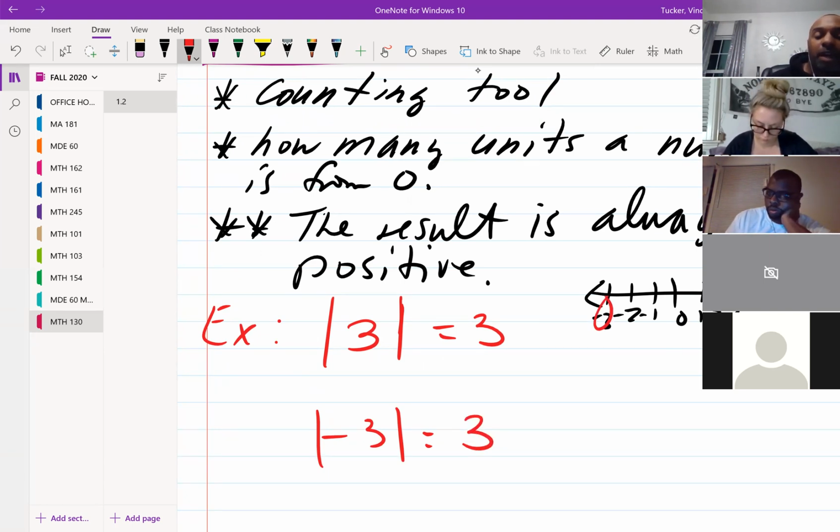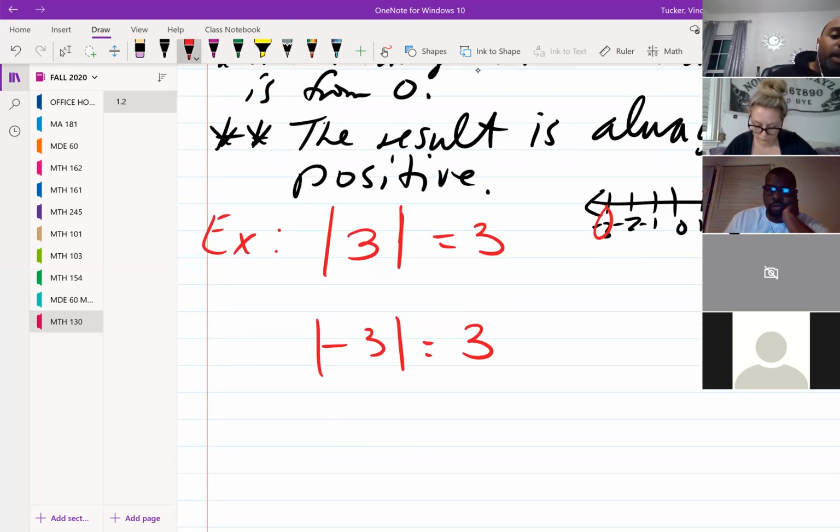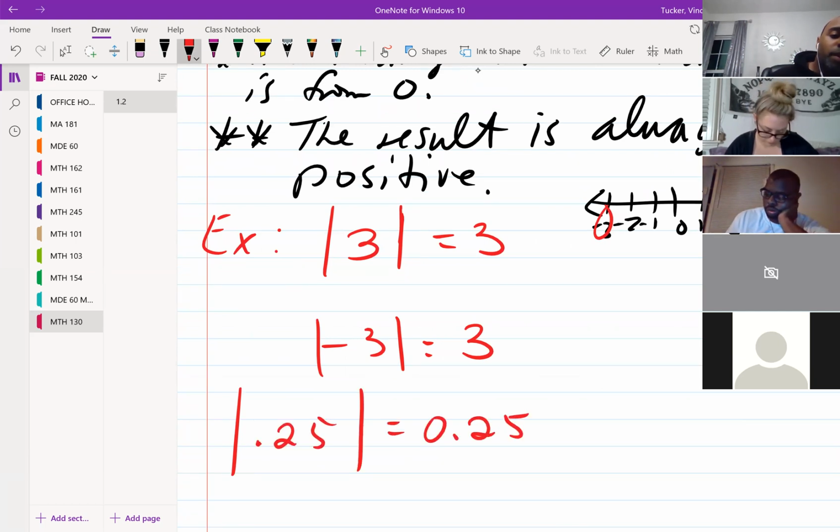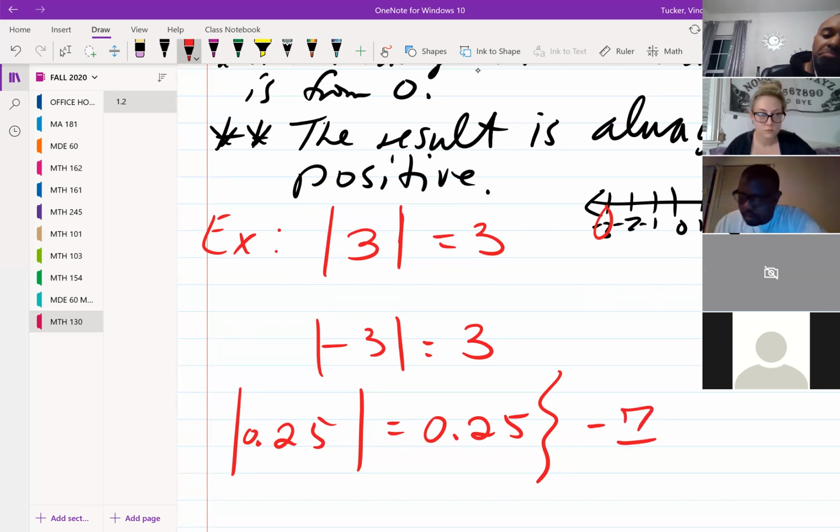When you apply the absolute value to a number, the result will be positive. So if I'm looking at the absolute value of 0.25, the absolute value of 0.25 is 0.25. The absolute value of -7/8 is going to be 7/8.